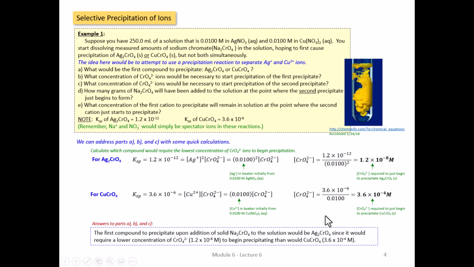to precipitate. Now we still have parts D and E to deal with. Part D is how many grams of sodium chromate will we need to add to the solution to get to the point where the second precipitate just begins to form. That would be to get the concentration of chromate to here. But let's go to the next slide.